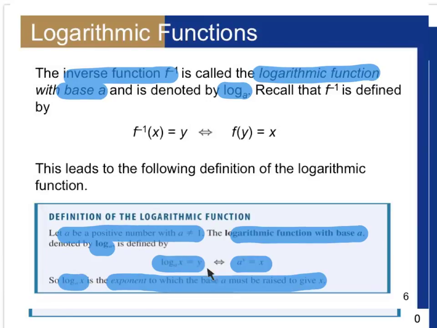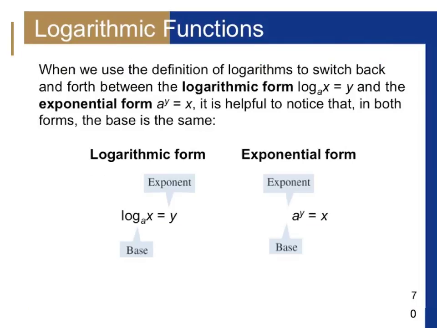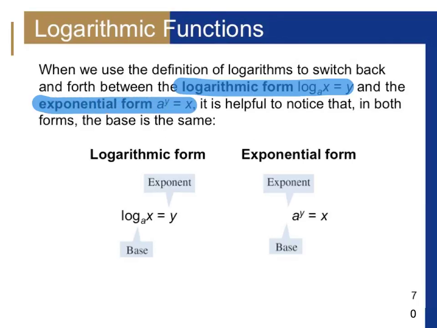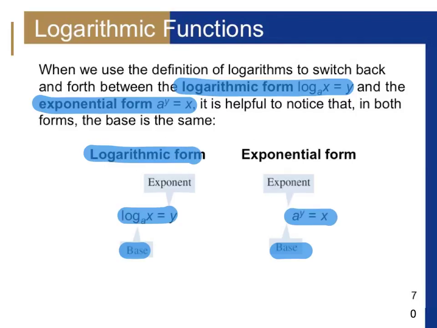Log base a of x equals y means a to the y equals x. We start at a, cross the tracks, a to the y, and then cross again, equals x. So the logarithmic form is log base a of x equals y, and the exponential form of the same thing is a to the y equals x. The base is the same, so we have the same base of a. This is the log form, and this is the exponential form, but they're the same function.